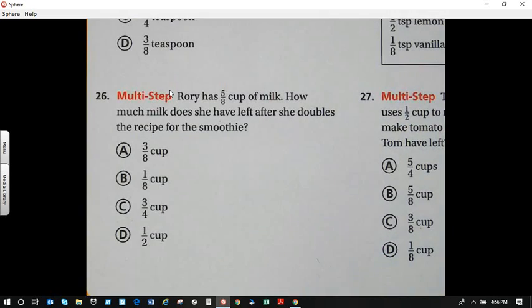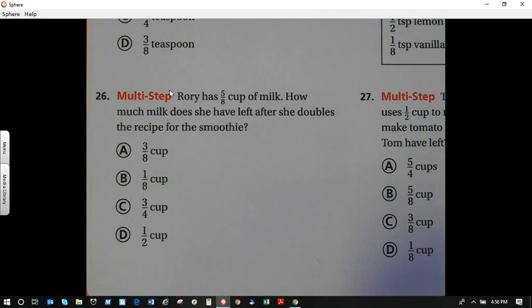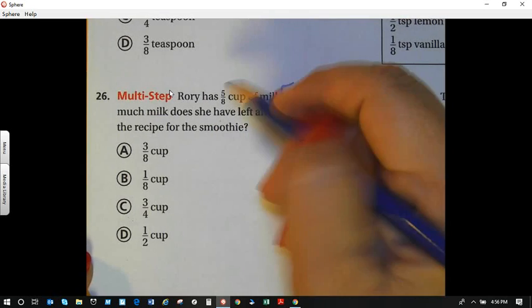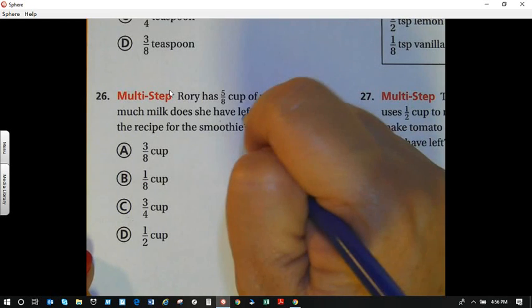Let's look at our multi-step problem over here. It says Roy has 5/8 cup of milk. How much milk does she have left after she doubles the recipe for the smoothie? So we're only looking at the milk. So I need to put in brackets the question. Question, how much milk does she have left after she doubles the recipe?